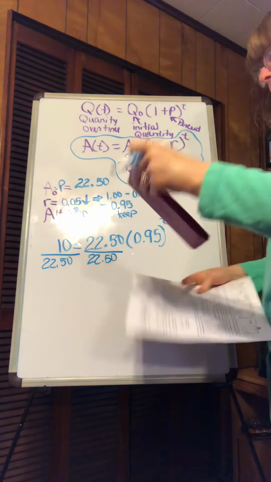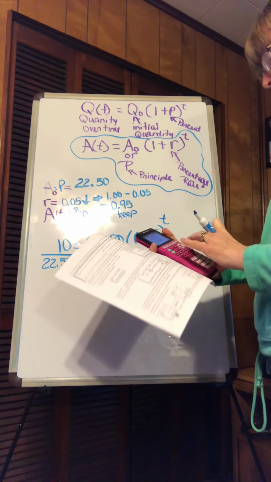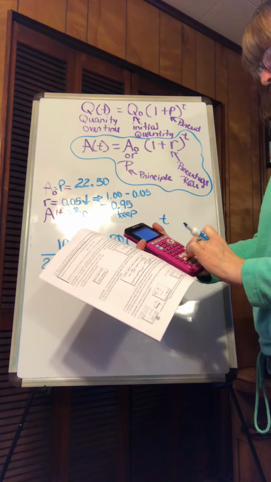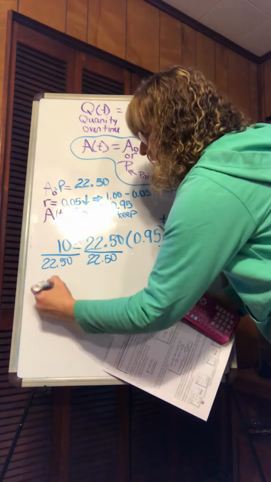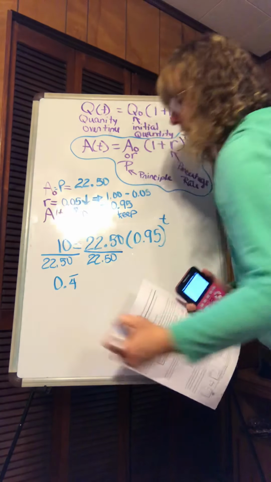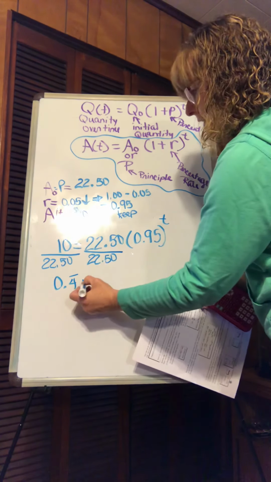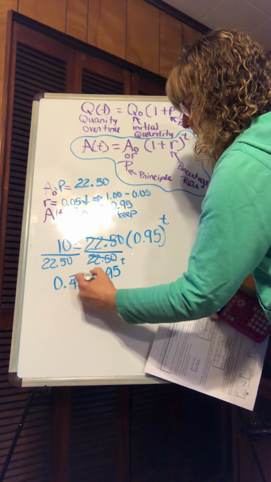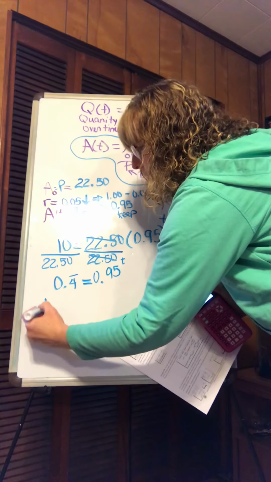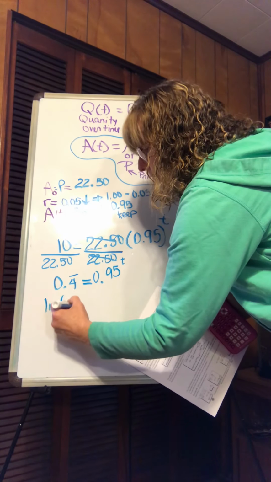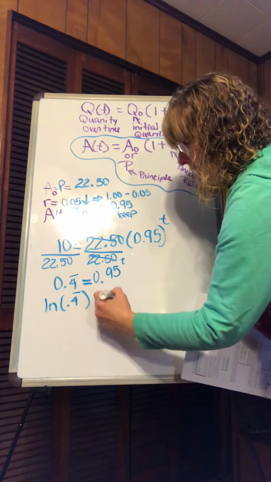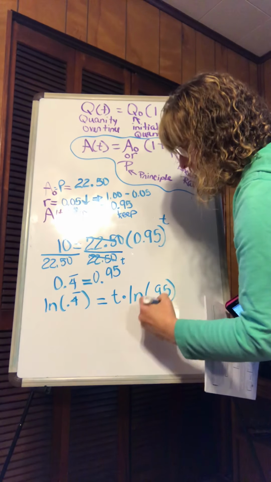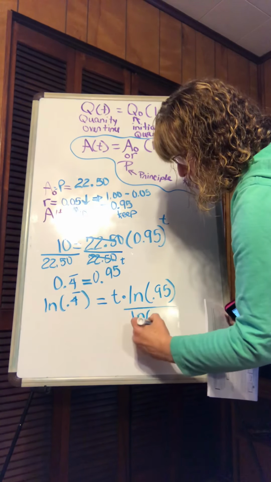And so 10 divided by $22.50, I cannot do that in my head, and I don't think you can either, gives me 0.4 repeating. So I'll just use that repeat bar. This canceled over here, and now I have 0.95 to the time. If I put a natural log on 0.4 repeating, I do the same thing, and I have t times the natural log of 0.95. I'm going to divide by the natural log of 0.95.